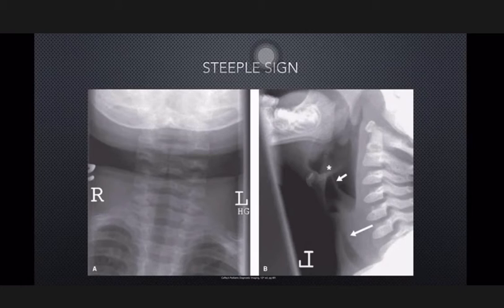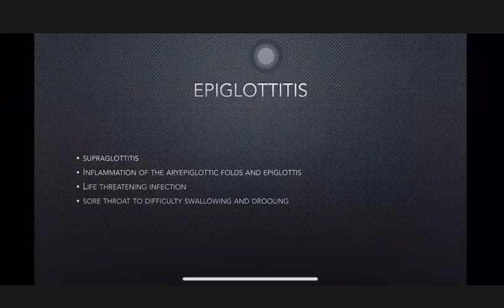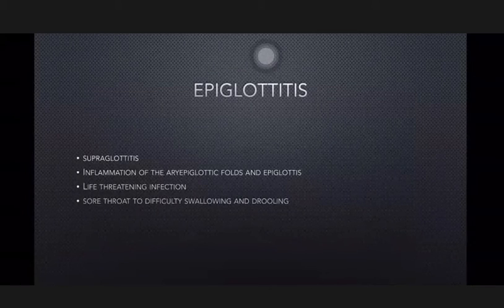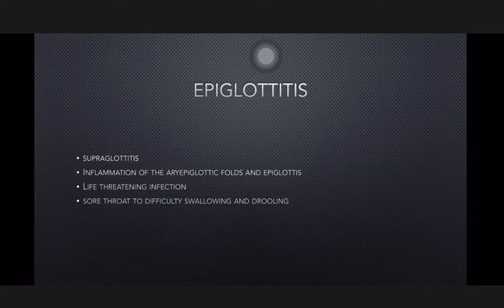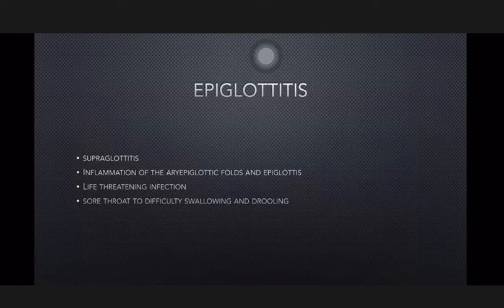So, epiglottitis is inflammation involving the epiglottic folds as well as the epiglottis. Although due to the Haemophilus influenzae vaccine, this has become very rare. The presentation of epiglottitis is very rapid, starting from a sore throat and leading to difficulty swallowing and drooling, and it is a life-threatening infection.